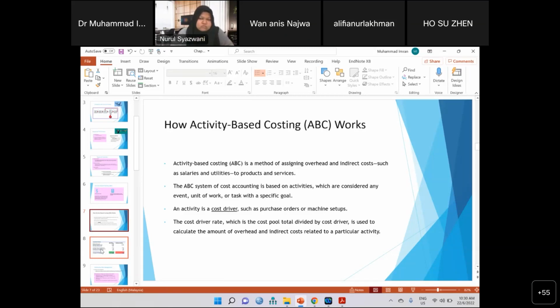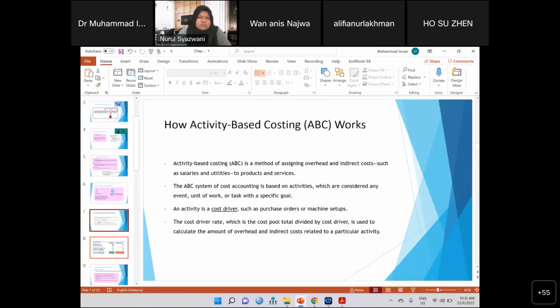The ABC system of cost accounting is based on activities, which are considered an event, unit of work, task, whatever. Activity cost drivers include the purchase order, machine setups, even the maintenance of setups. This is the example. The cost driver rate, which is the cost pool total divided by the cost driver, is used to calculate the amount of overhead and indirect costs related to the particular activities. Okay, in ABC analysis, they are calculating overhead, indirect, and the direct cost. Then they will have the final cost of any product and the services.